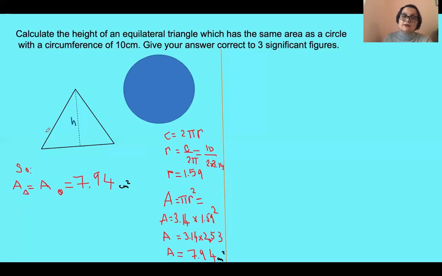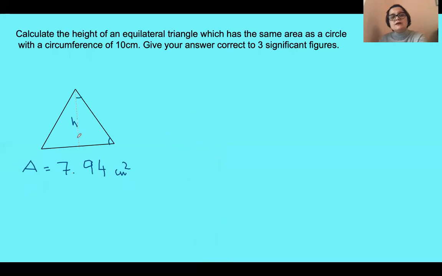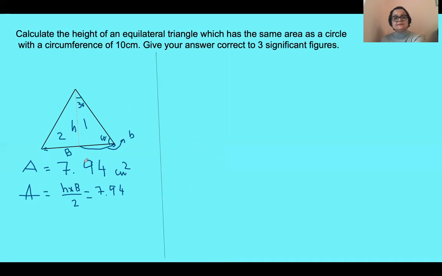So we know now the area of the triangle, so we need to know the length of the height. Now, we know that the height is the perpendicular bisector of an equilateral triangle, which means it divides the base into 2 equal parts, and the angle here obviously is a height, so it's going to be 90 degrees.